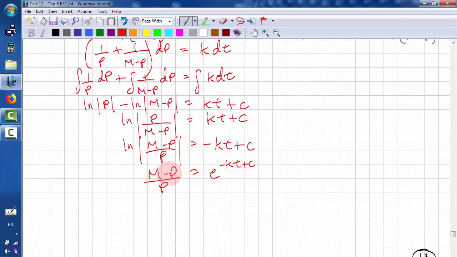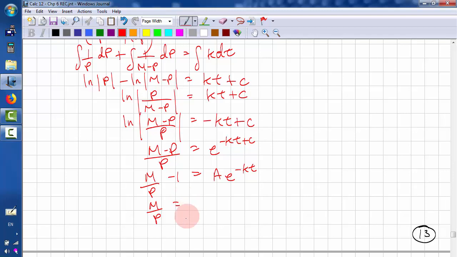Now we want to split this apart. M over p minus 1, and we'll take e to the c as just a constant, a. So m over p equals 1 plus a e to the negative kt. Let's bring this up here for our general solution.